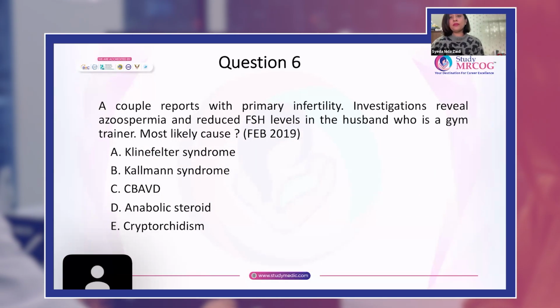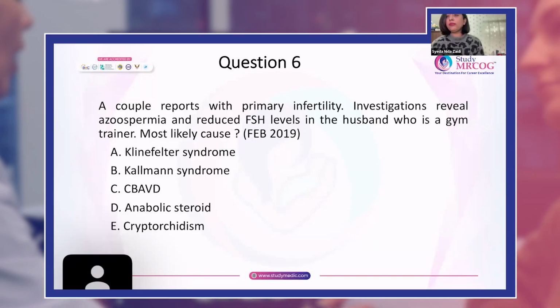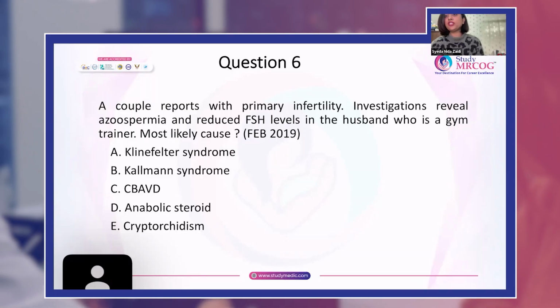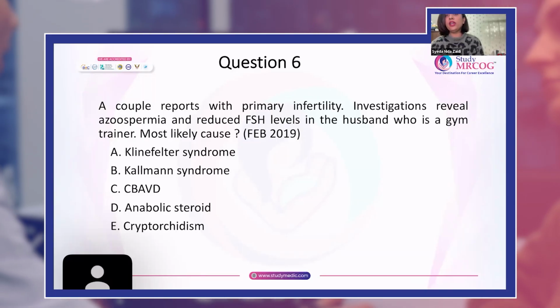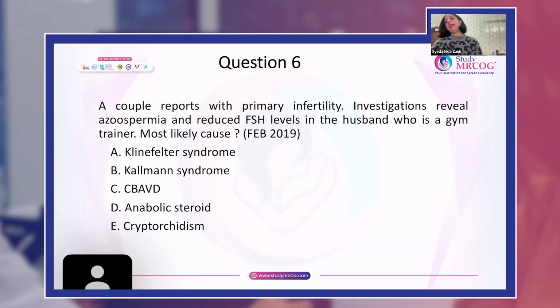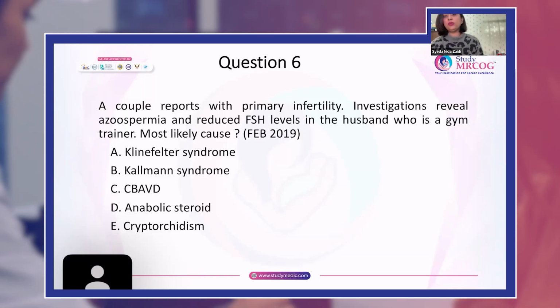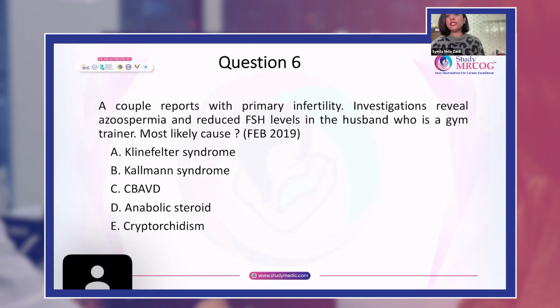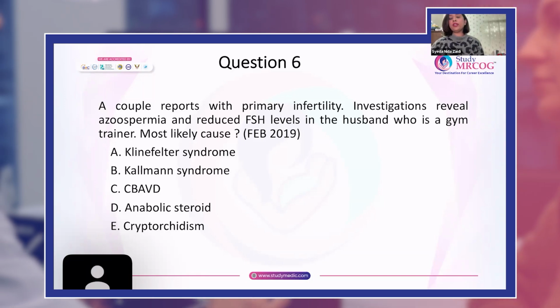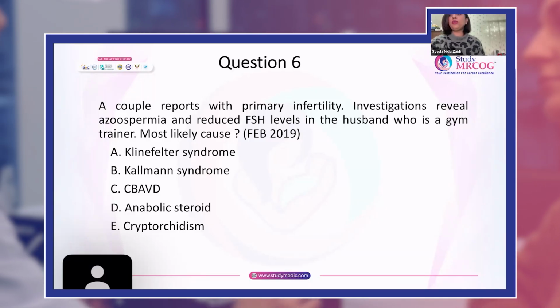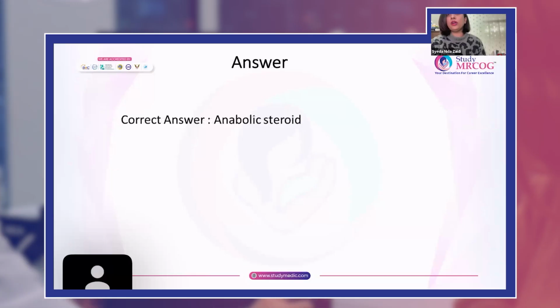Question number 6. A couple reports with primary infertility. Investigations reveal azoospermia and reduced FSH levels in the husband, who is a gym trainer. Most likely cause: A, Klinefelter syndrome. B, Kallmann syndrome. C, CBAVD, congenital bilateral absence of vas deferens. D, anabolic steroids. And E, cryptorchidism. So in this case, the most probable option that we need to go towards is the use of anabolic steroids.